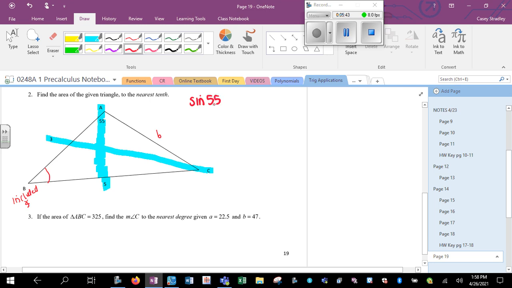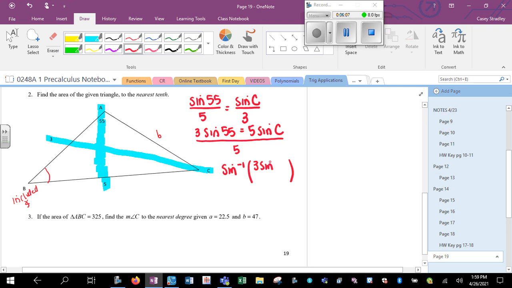We want to use what we know. So we know pairs of information give us law of sines. Cross multiply. Divide by 5. Because we are looking for an angle, we're going to do inverse sine of 3 sine of 55 over 5. That's going to give us a value for angle C.